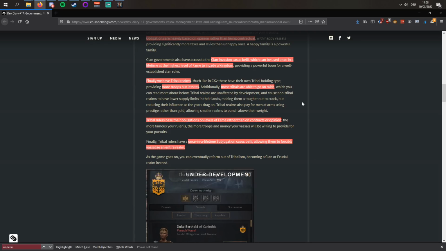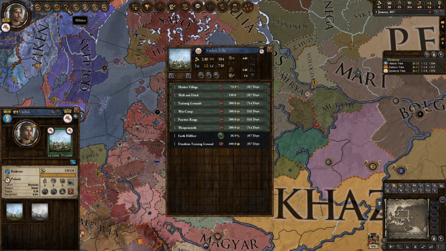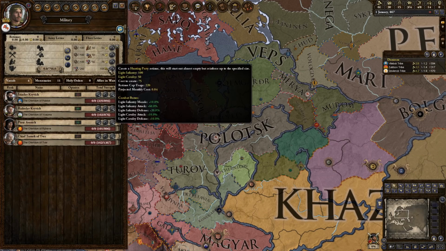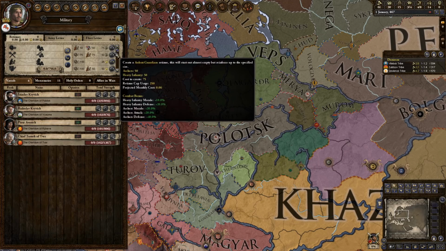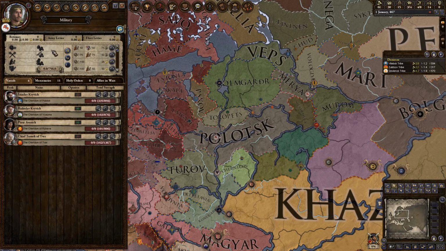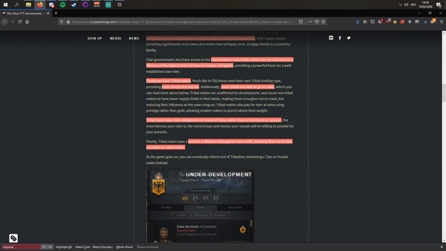Tribal realms also pay for men-at-arms using prestige rather than gold, very similar to how you can buy a retinue as a tribal ruler with prestige and piety. And those, by the way, if you buy one in CK2 with piety, then the cost for that retinue will also be piety. But they changed that since retinues are no longer in CK3. The men-at-arms are now paid for using prestige, allowing smaller realms to punch above their weight.